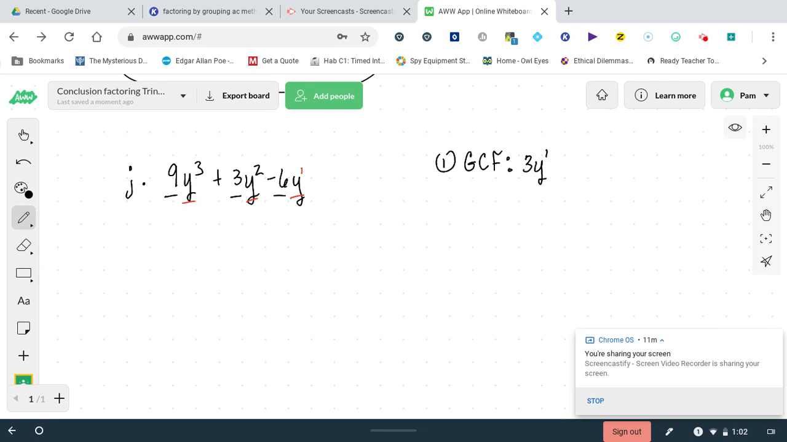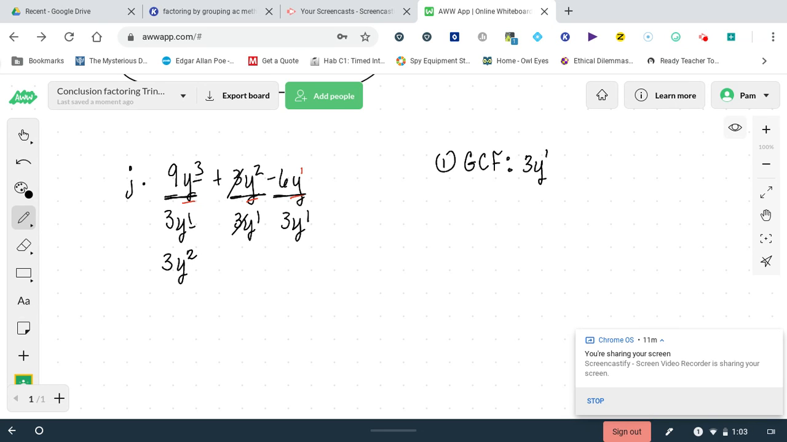So what do you always do with your GCF? Well, you take it and you divide each term by it. I'm going to divide this term by 3y to the first. I'm going to divide this term by 3y to the first. And I'm going to divide this term by 3y to the first power. All right, when I divide 9y cubed by 3y to the first, I know 9 divided by 3 is 3. 3 minus 1 is 2. So that's going to become 3y to the second.